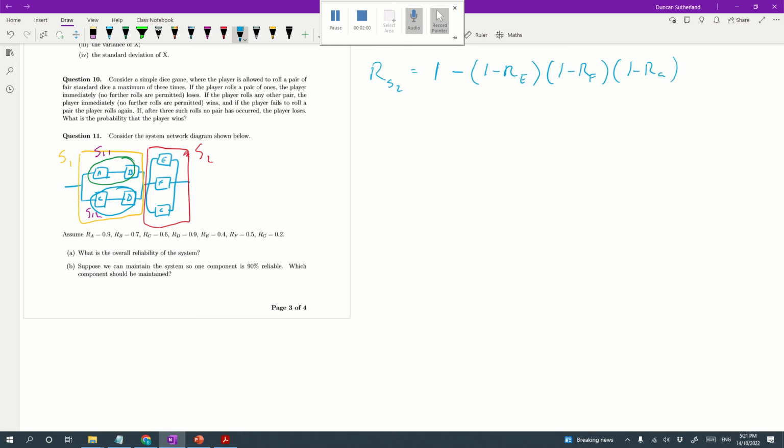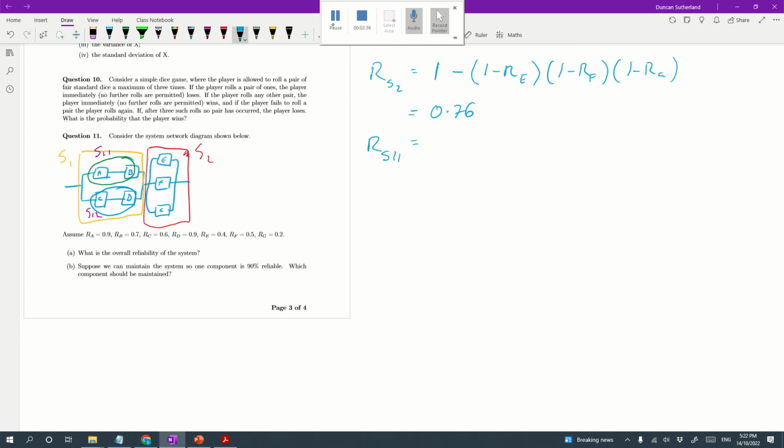Okay, so that's the reliability of subsystem 2. We can plug in the numbers and figure this out. So when we do that, it turns out that this is 0.76 to 2 decimal places. Alrighty. Now we can do S1. To get S1, we need the reliability of S11 and S12, so let's figure them out.